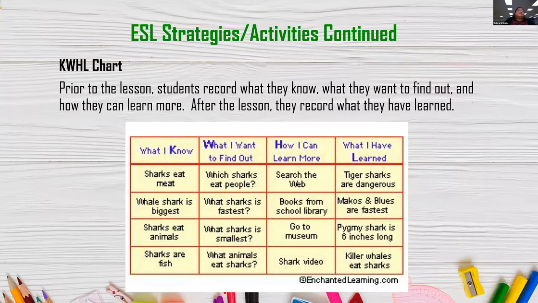We do have another strategy. This is the KWHL chart, which is part of the graphic organizer. You're familiar with the KWL, but this one takes it a step further and adds the H of how I can learn more. So prior to the lesson, students record what they know, what they want to find out, how they can learn more, and then at the end, they would record what they've learned. In this case, you see what I know, sharks eat meat, what I want to find out, which sharks eat people, how I can learn more, search the web. Of course, that's the popular one. And then what I have learned, tiger sharks are dangerous. Yes, they are.